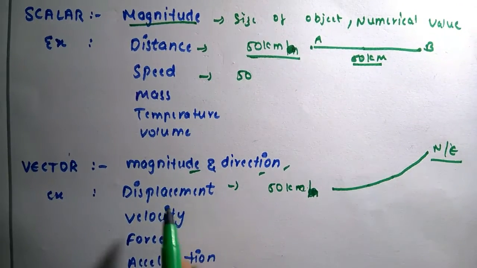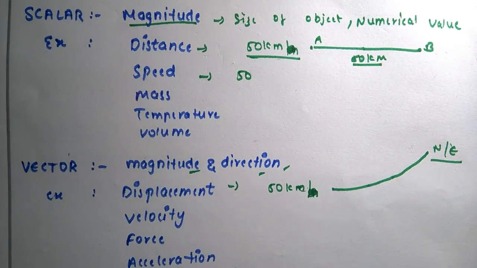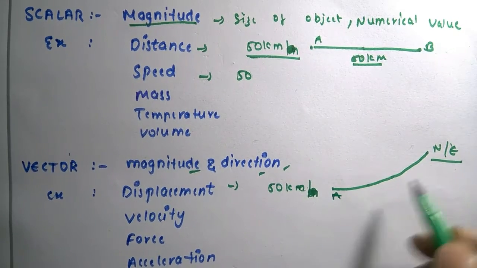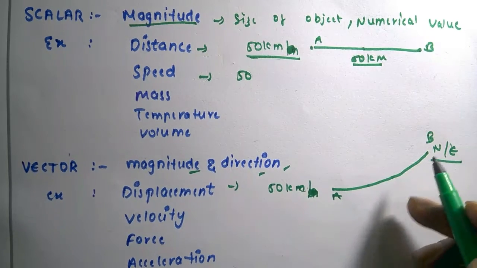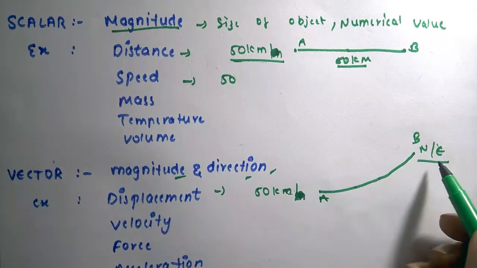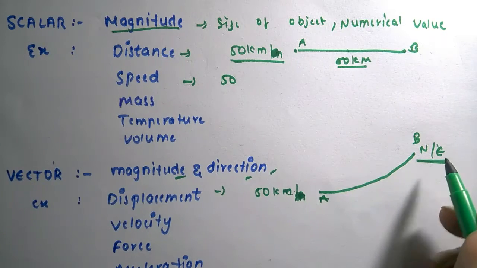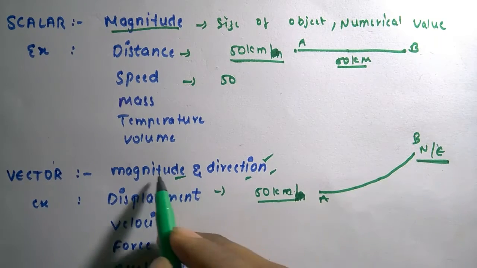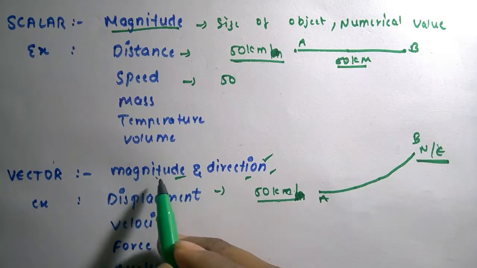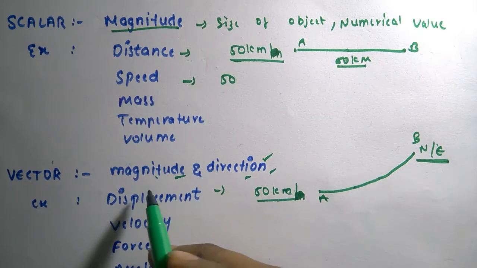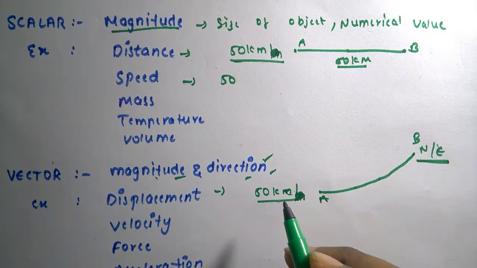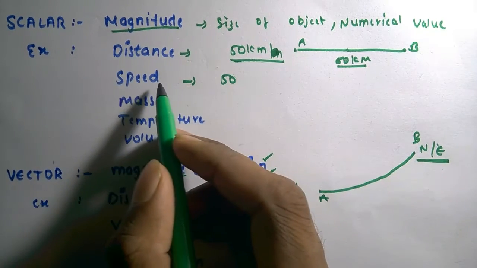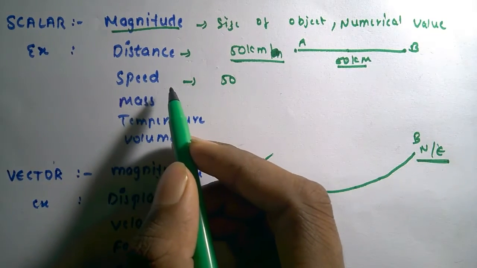Going to displacement: when a car travels from point A to point B in the northeast direction, it has some direction, guys. What is this northeast? Northeast is a direction. And this 50 kilometers is a numerical value, that means it's a magnitude. So this is said to be displacement, because it has both magnitude as well as direction. If you have any doubts regarding this, ask me in the comment section.